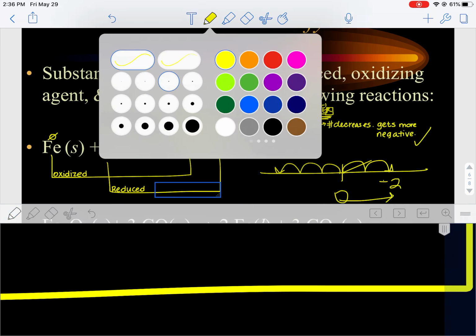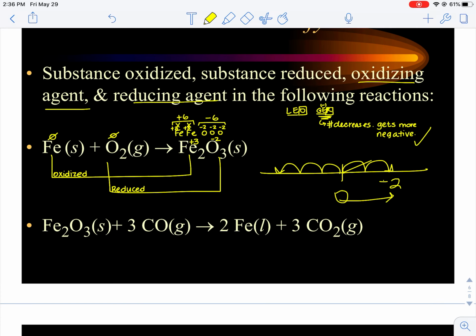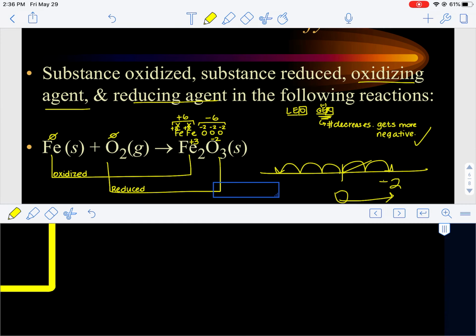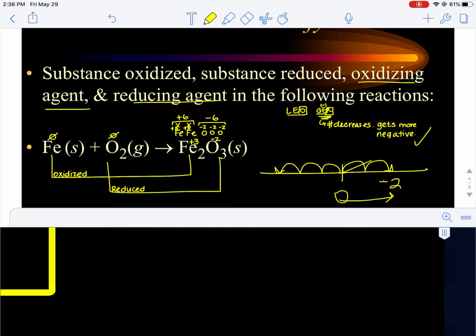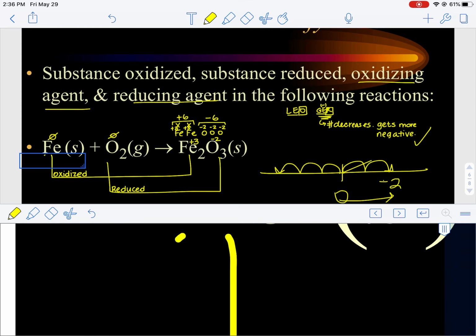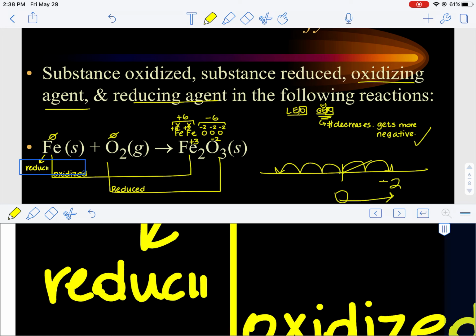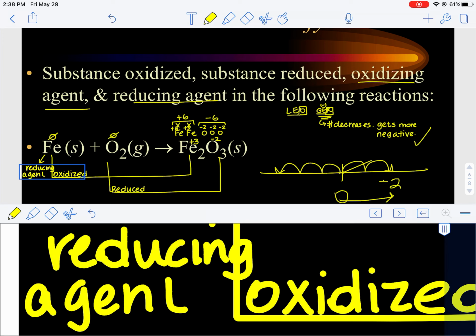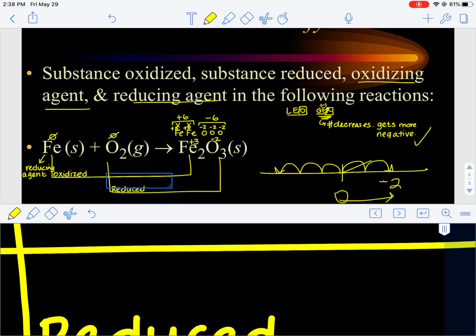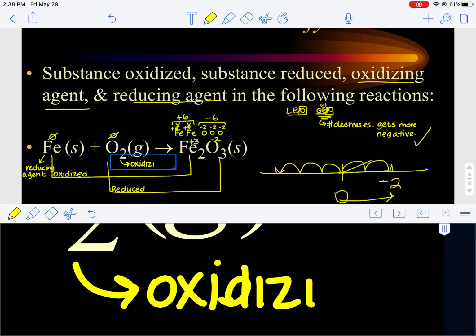How do I now add those two vocabulary words, oxidizing agent and reducing agent? Well, the one that's oxidized is the reducing agent. And the one that's reduced, which is the oxygen, that's the oxidizing agent.